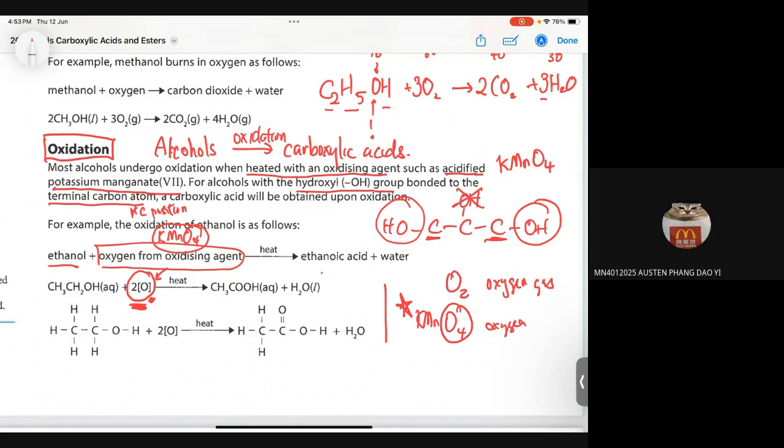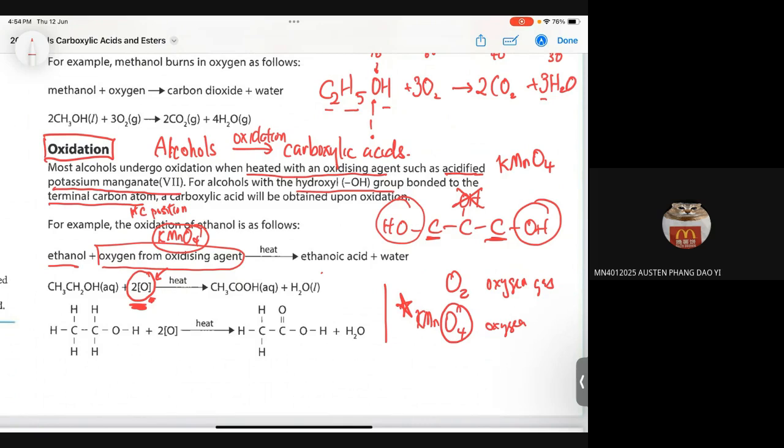For Mr. Eugene, do we need to know the exact value of the temperature when they say heat? Don't need. For this one, don't need. Just heat only, no specific temperature. So in the exam, if they ask you this, you just say heat the solution. Yes, because you can do this in the lab. You literally just let it boil.